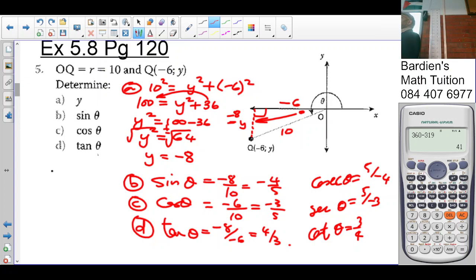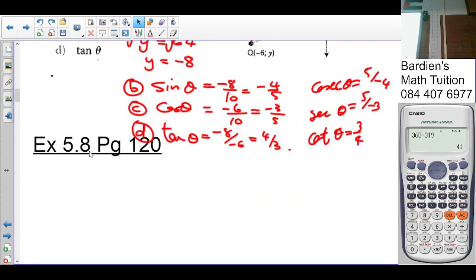You understand? So they don't have to always ask you sine, cos, tan in that order. They will just ask you sine and maybe cosec, whatever. Okay. So get yourself accustomed to this here. It could change.